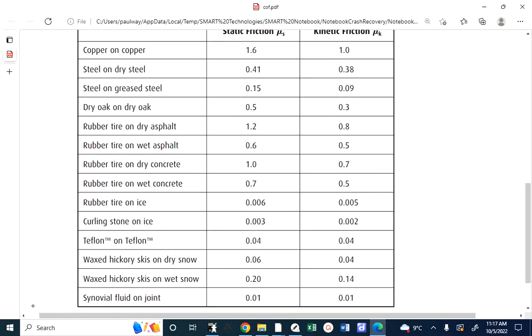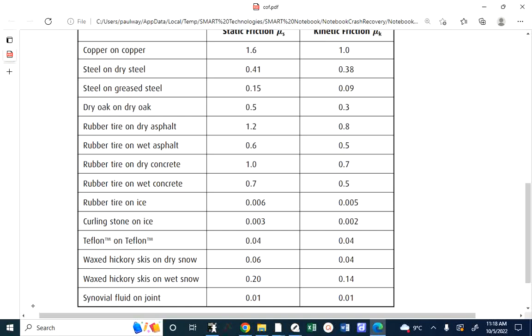If I were to look down here at something where I know there's not a lot of friction, curling stone on ice, that's the whole point of curling. Imagine curling on concrete. It would be kind of a boring sport. Maybe even more boring than it is now. I'm just kidding. I like curling, actually. But look at the coefficient of friction: 0.003 when it's not moving and 0.02 when it is.